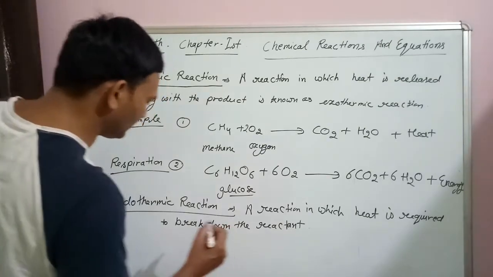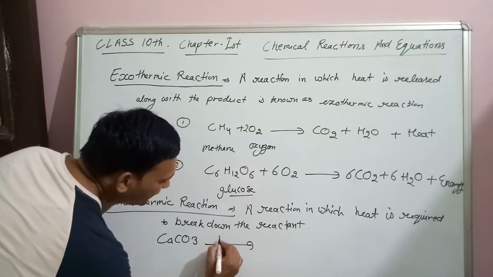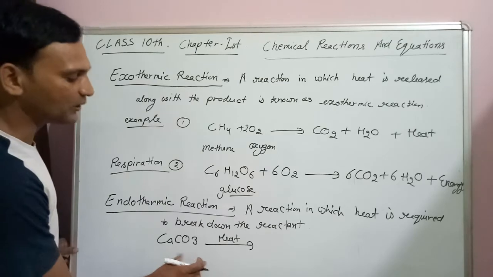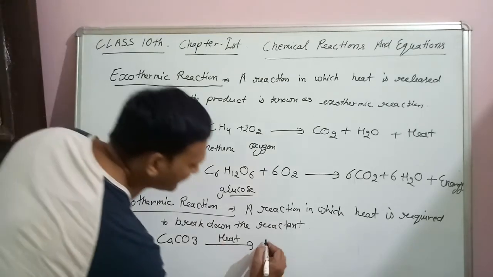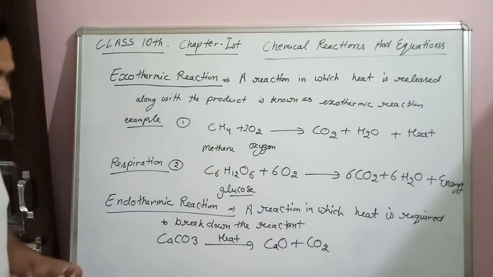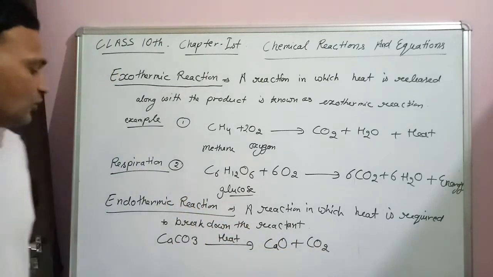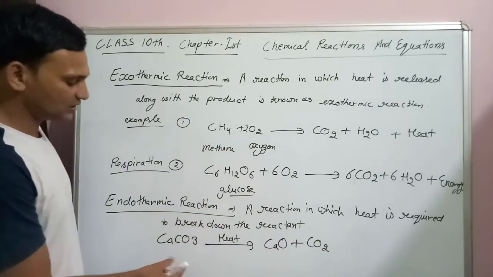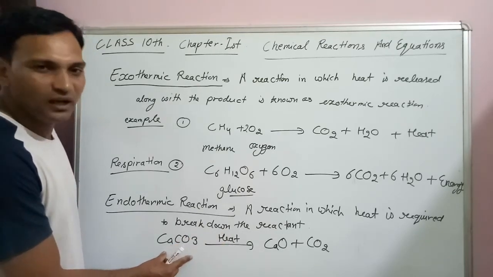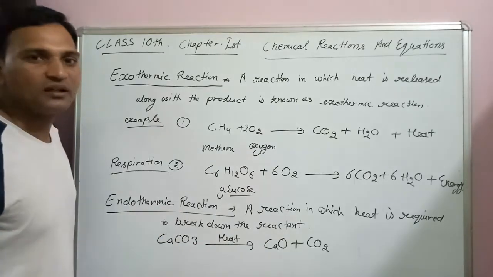We may take an example. For example, we are having CaCO3. On heating of CaCO3, CaCO3 is calcium carbonate. So when calcium carbonate is heated, it gives CaO plus CO2 and breaks down into the calcium oxide and carbon dioxide. So this type of reactions in which the heat is required to perform the reaction or to break the reactant, these types of reactions are known as endothermic reactions.